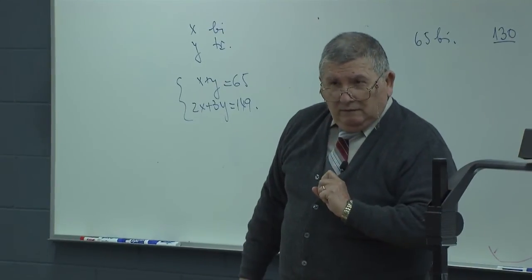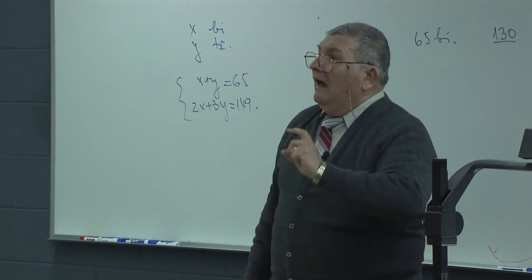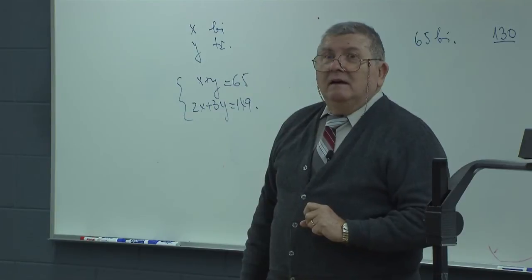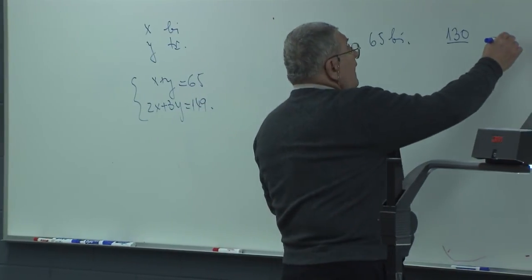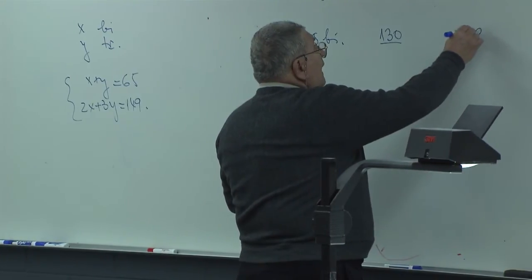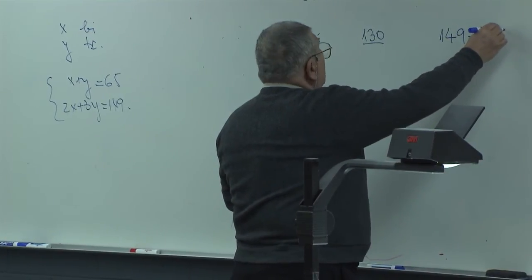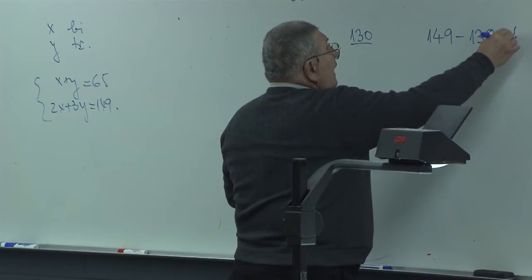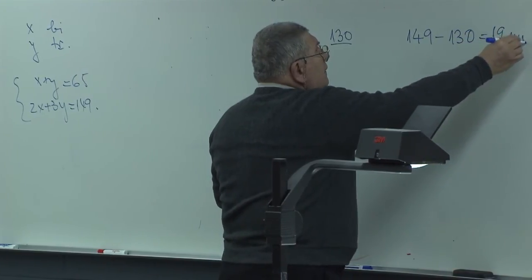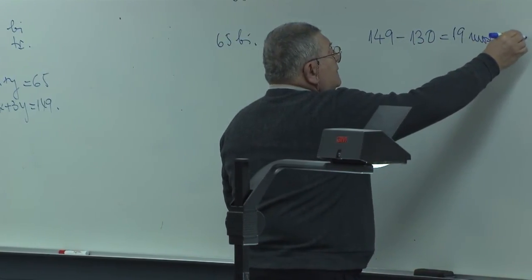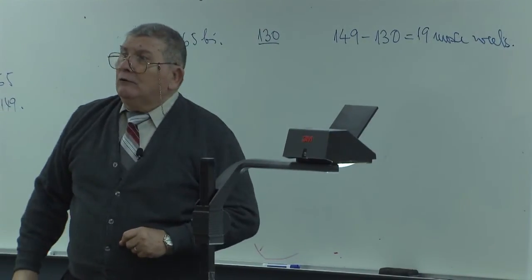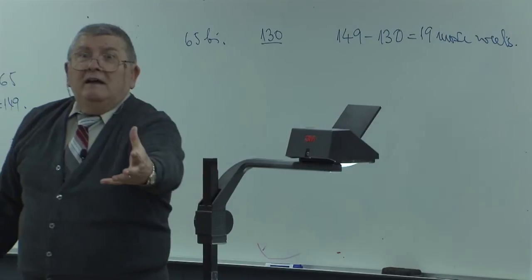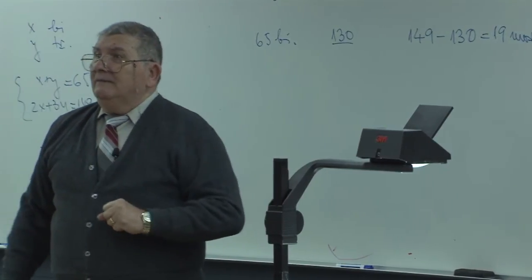But they were not only bicycles. They were also tricycles. So here we have 149 minus 130, 19 more wheels. Why do we have 19 more wheels? Because there were also tricycles there.